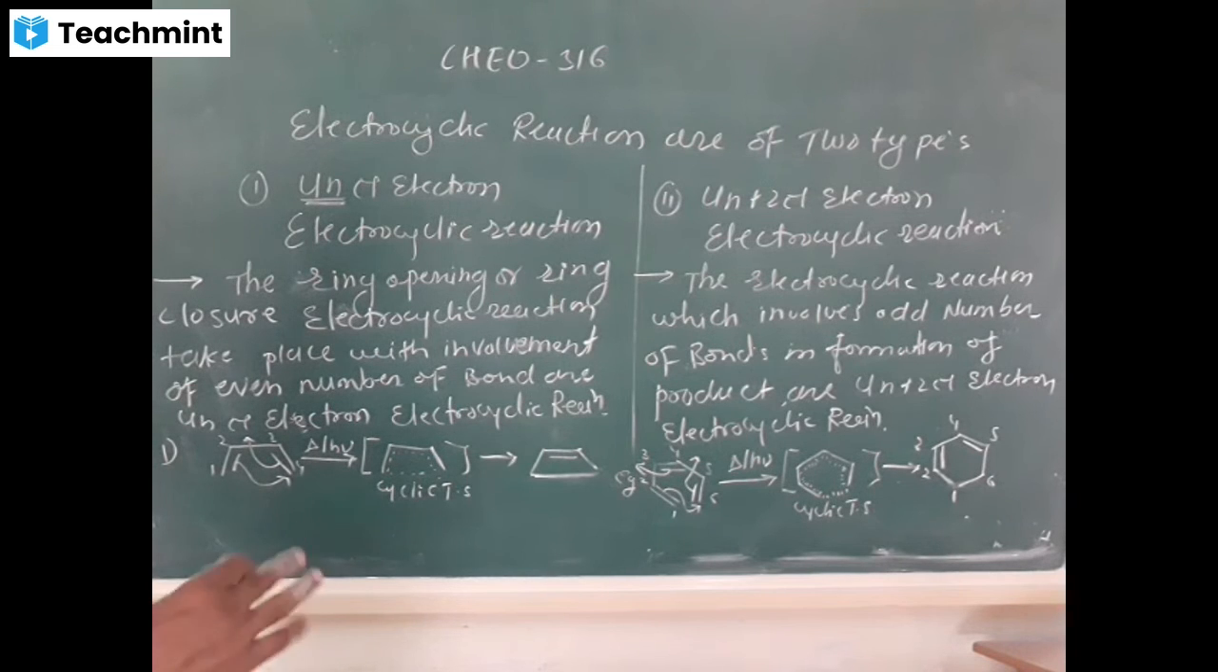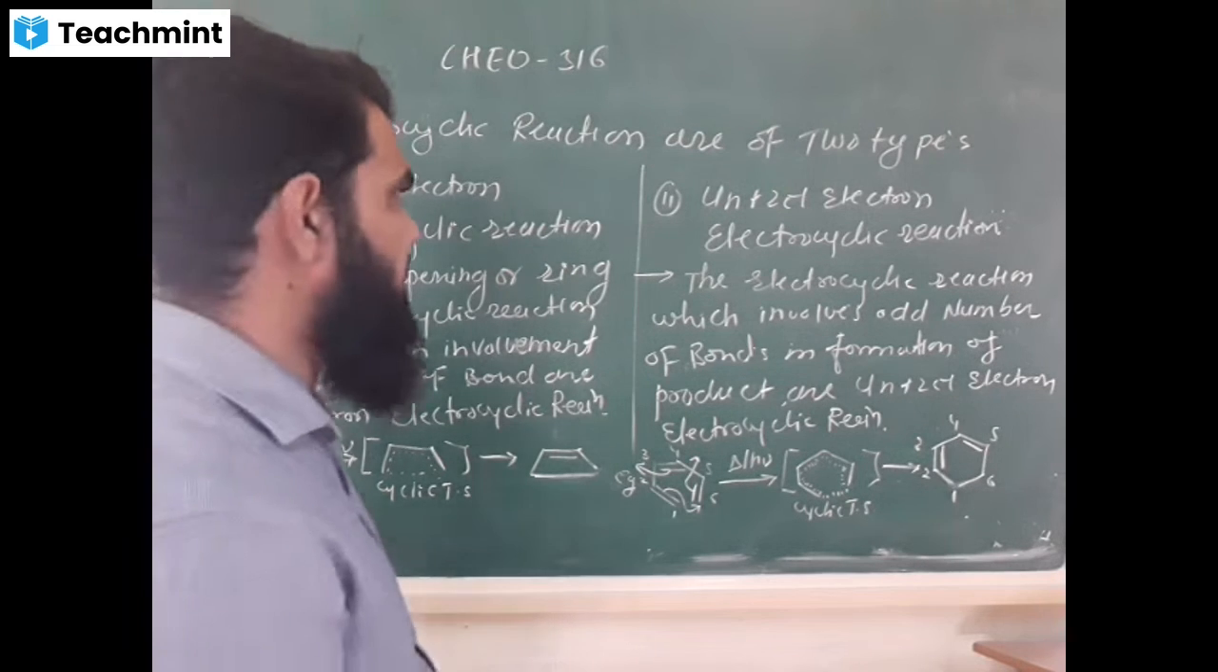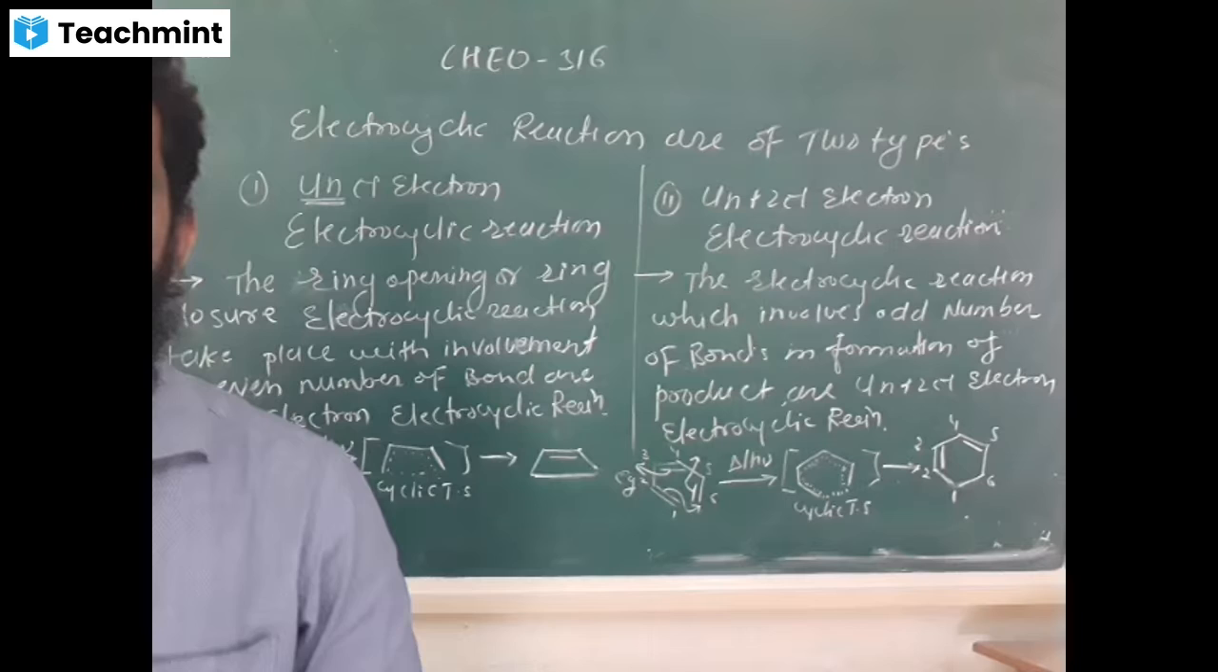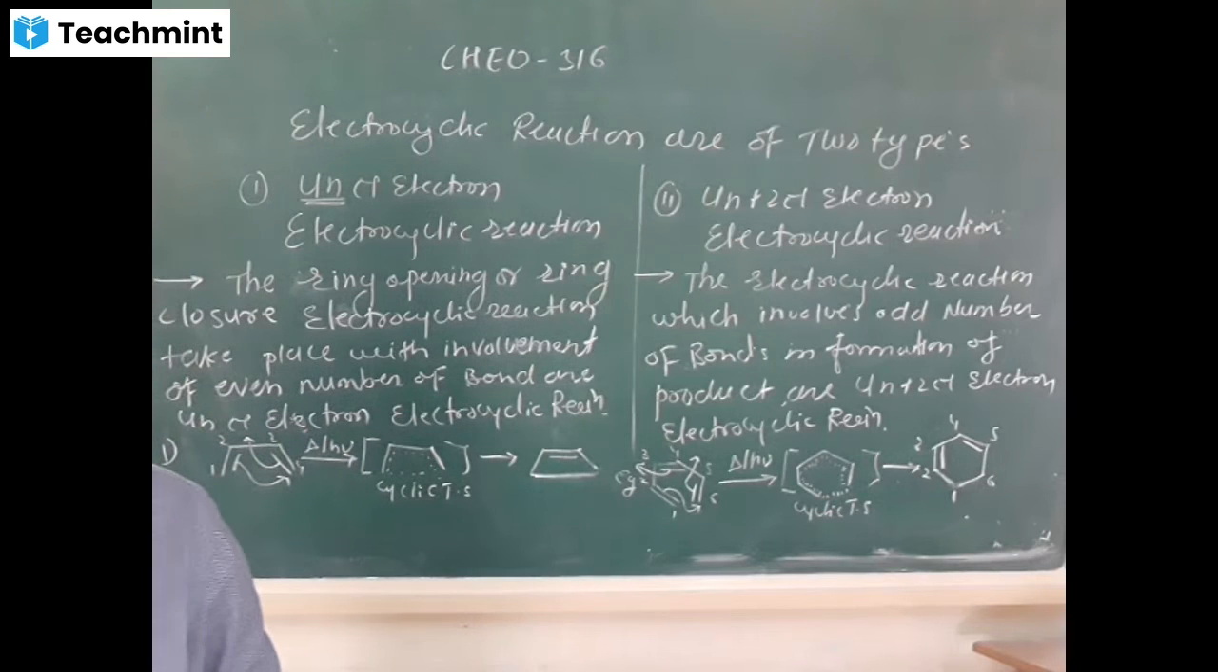So how many bonds are participated? 3 bonds, which means there is an odd number of bonds. And if an odd number of bonds are involved in product formation, it is a 4n+2 type of electrocyclic reaction. Understand? Did you get the point? Understood till here?